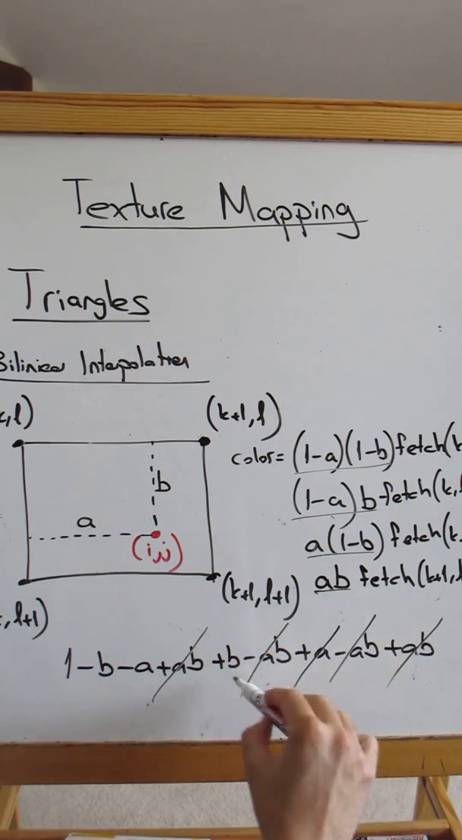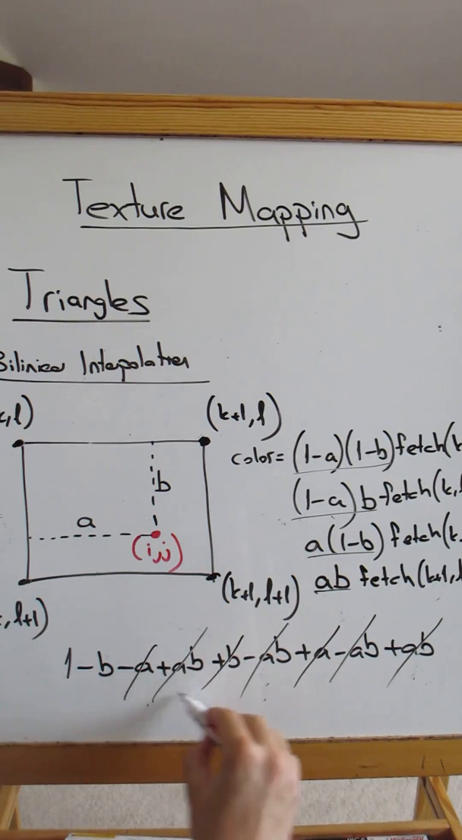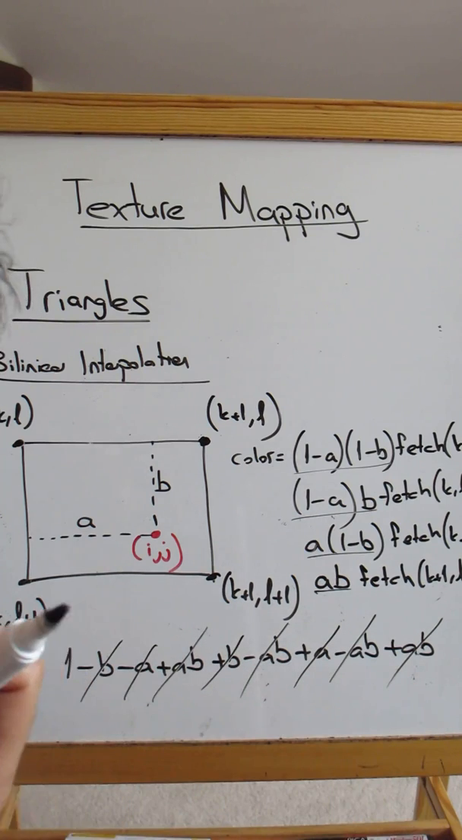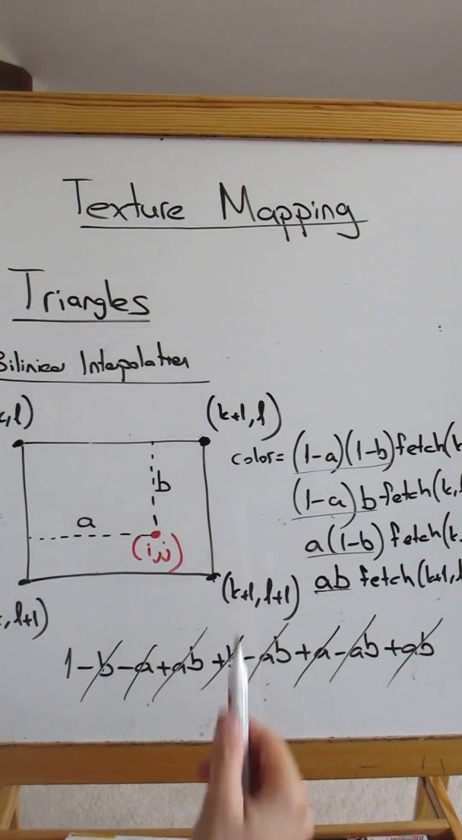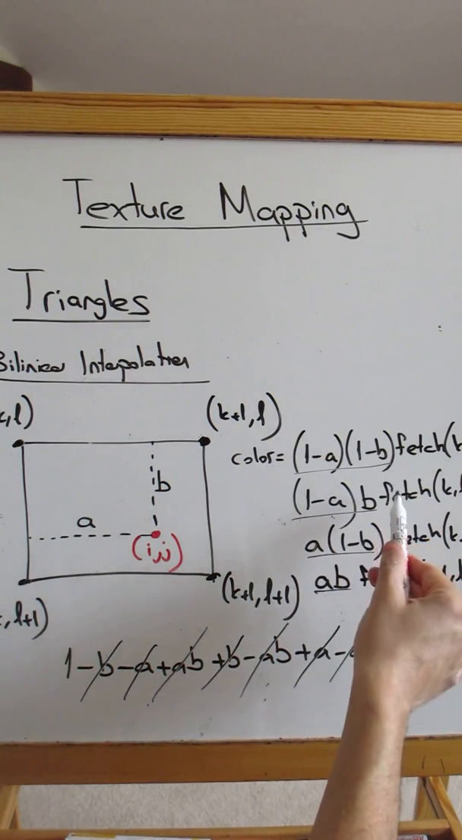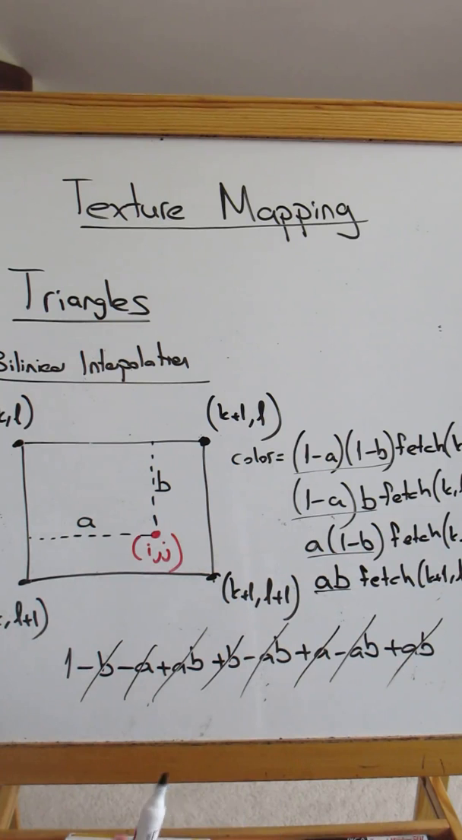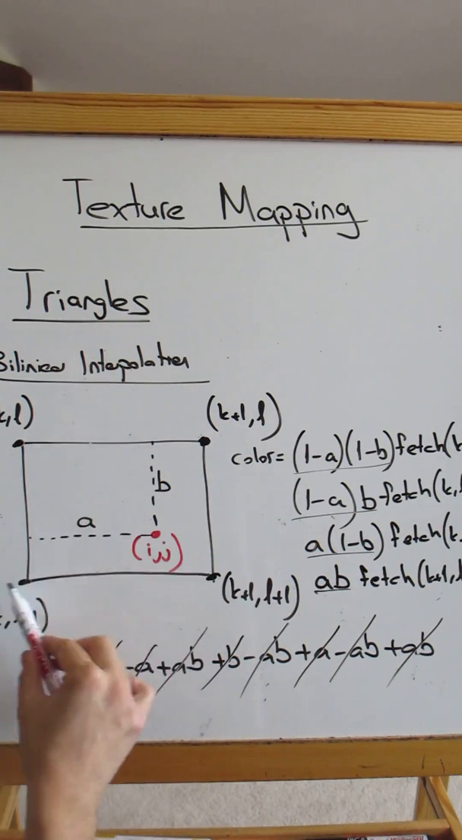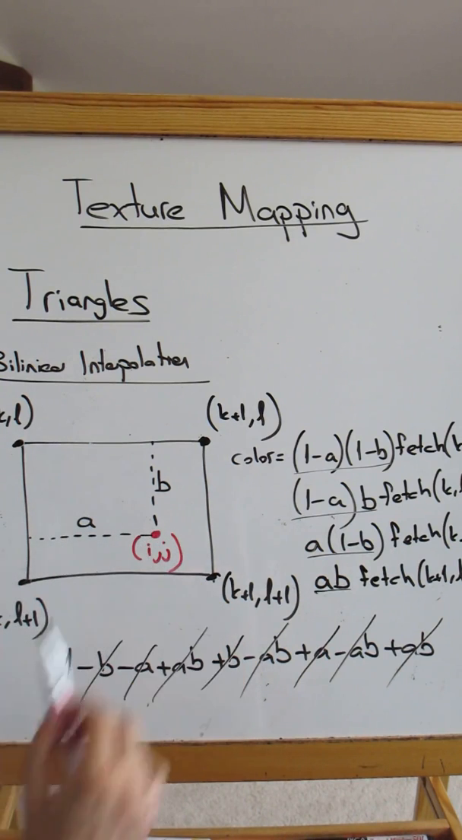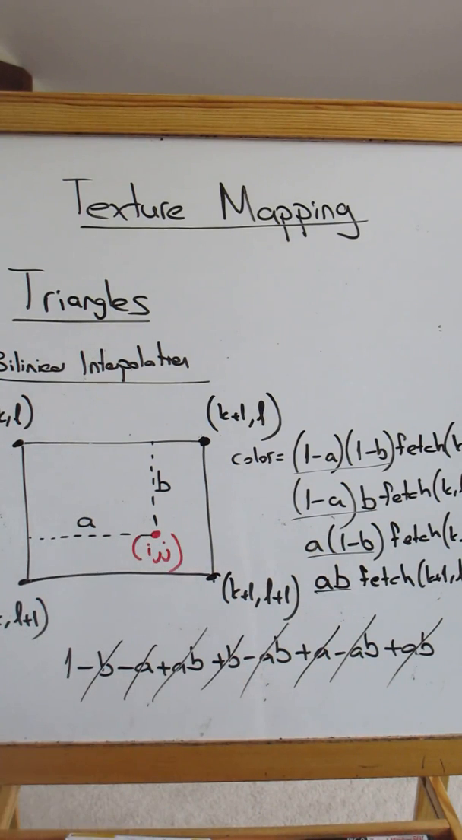this goes, and this goes, and this goes, and this goes. You can see that their summation also adds up to 1. So all of these weights are between 0 and 1, and their summation adds up to 1. So this will give us a weighted average of the 4 texture colors that surround the actual texture coordinate that we want to sample from.